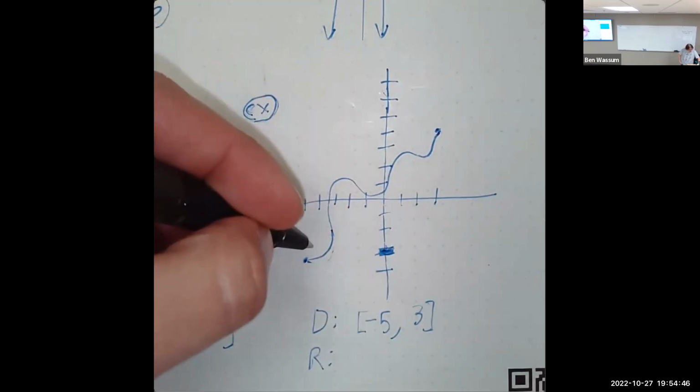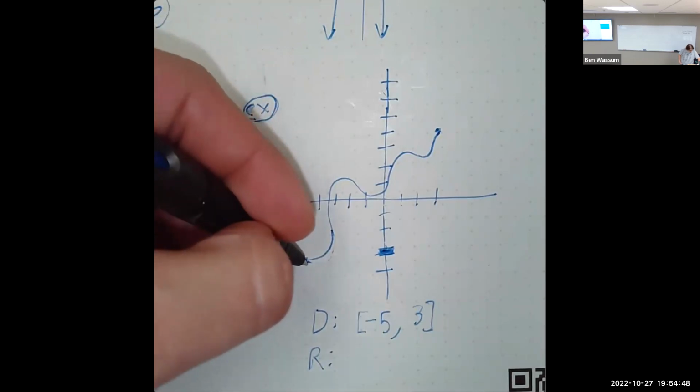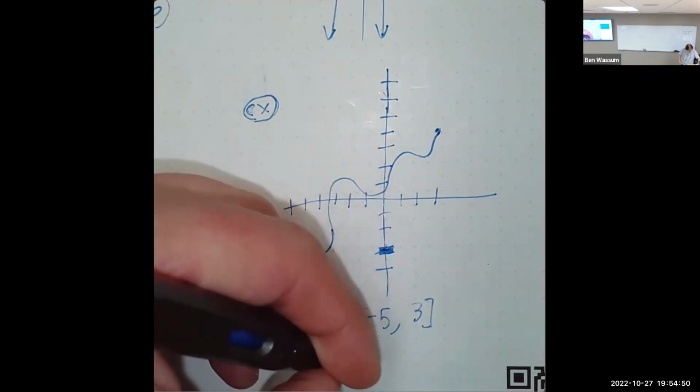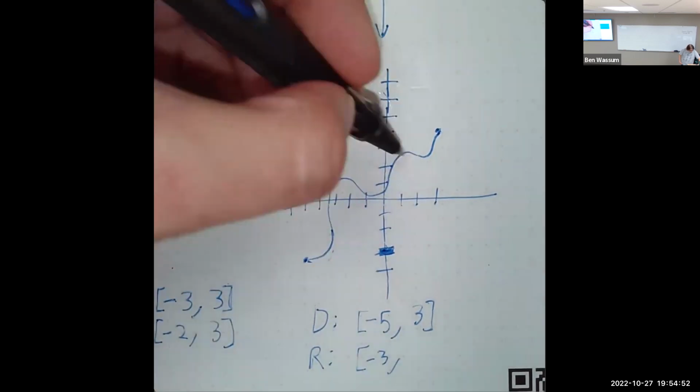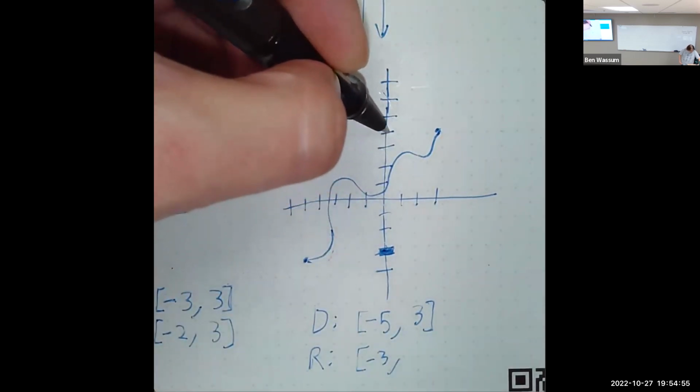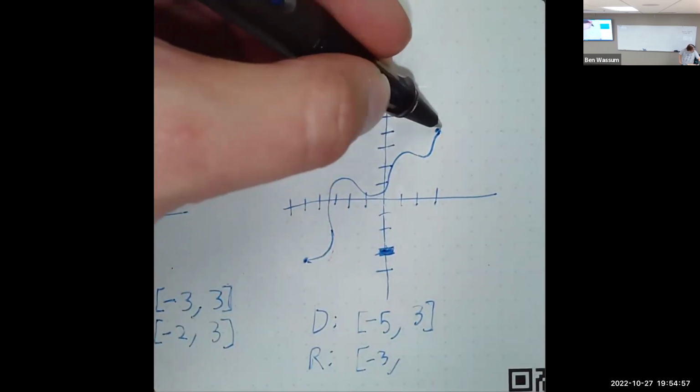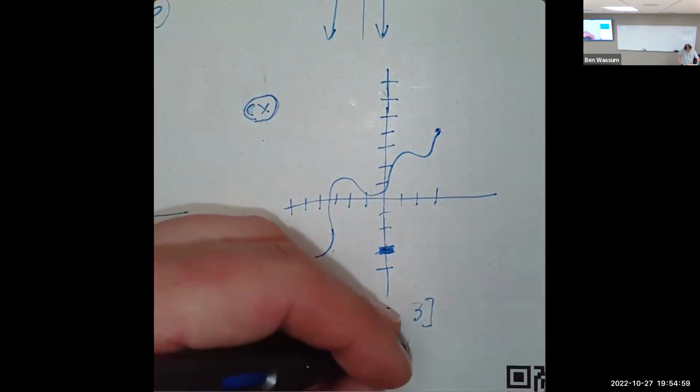Okay, furthest down was here. That was -3. Furthest up, 1, 2, 3, 4, right there. That's the Y value is 4.